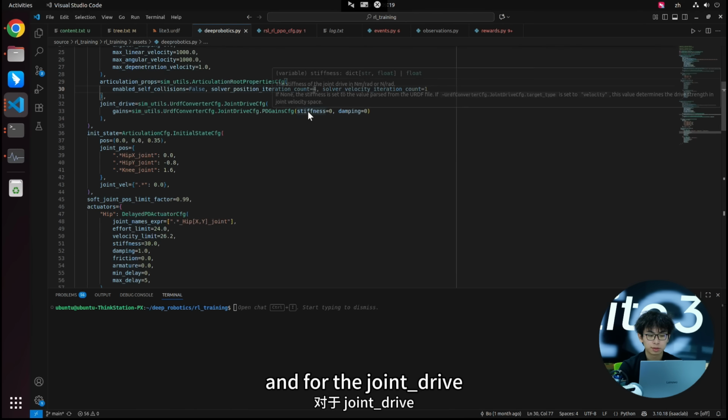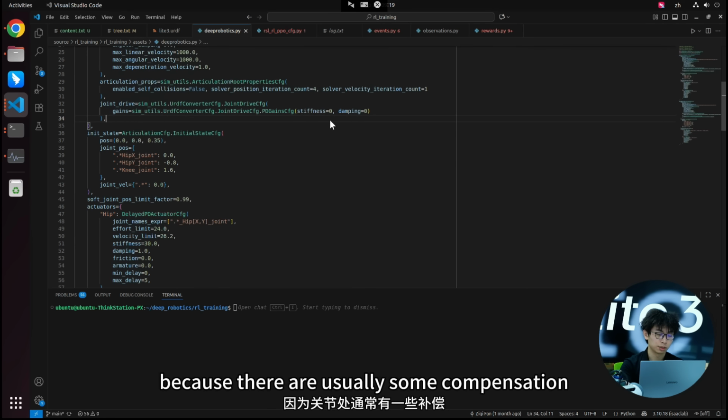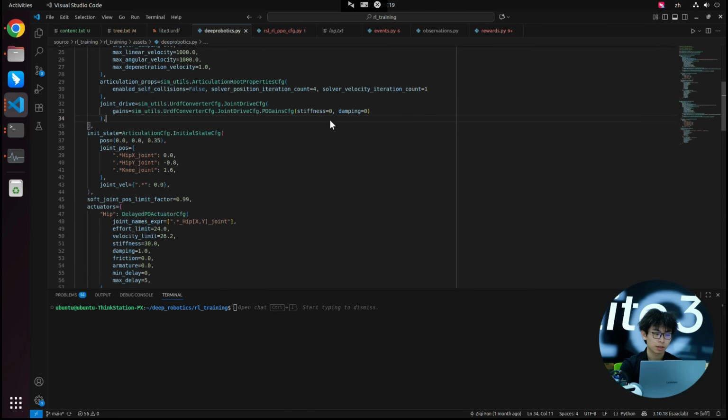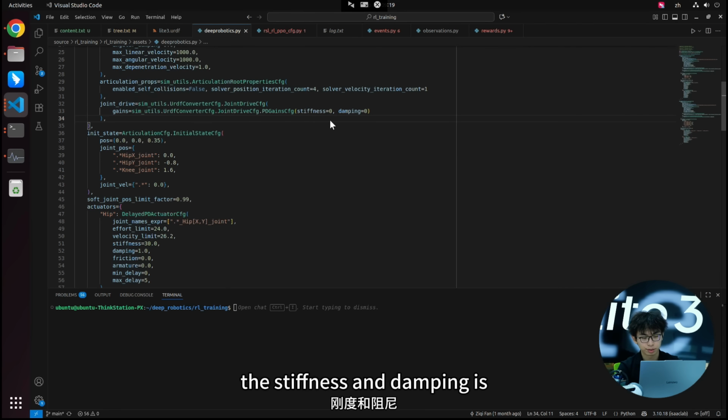And for the joint drives, usually we set the stiffness and damping to be 0, because there is usually some compensation in the joints. And when it moves in reality, the stiffness and damping is pretty close to 0.